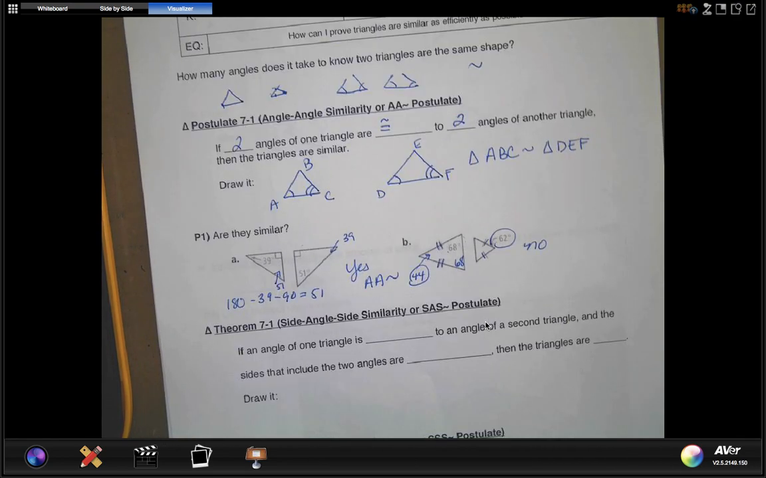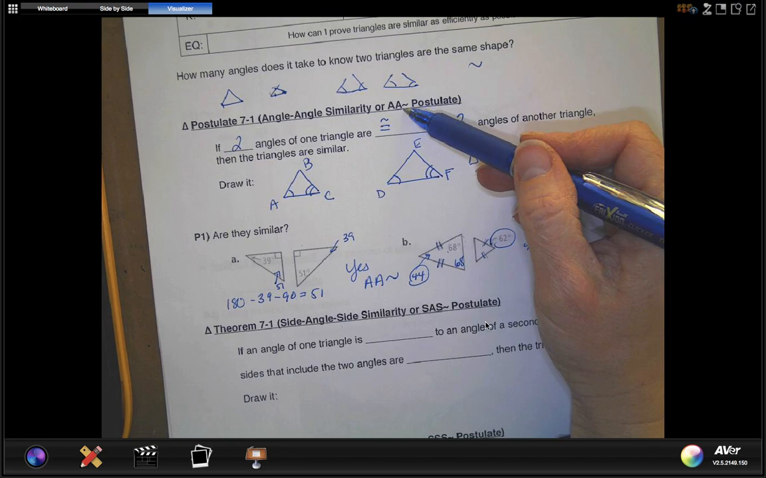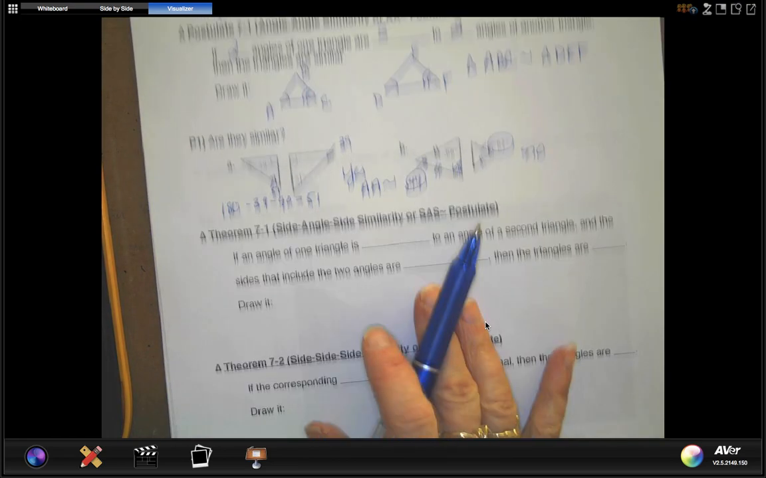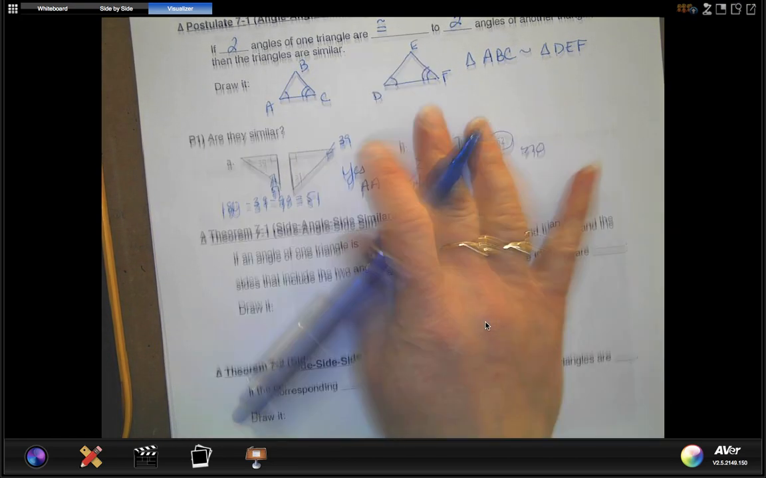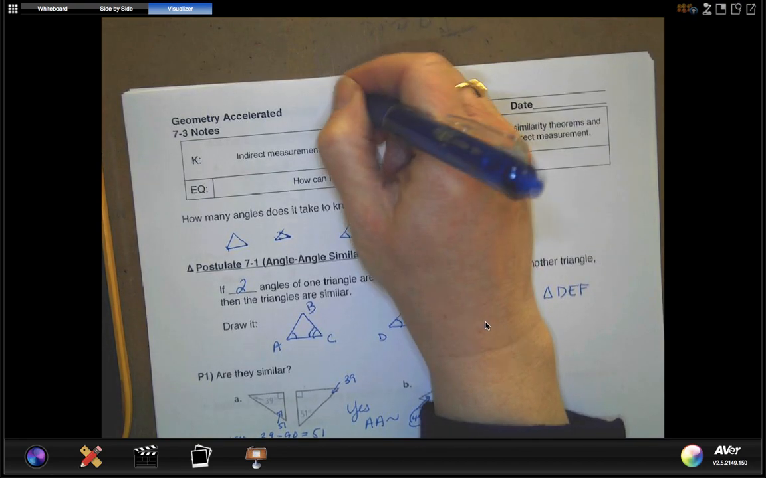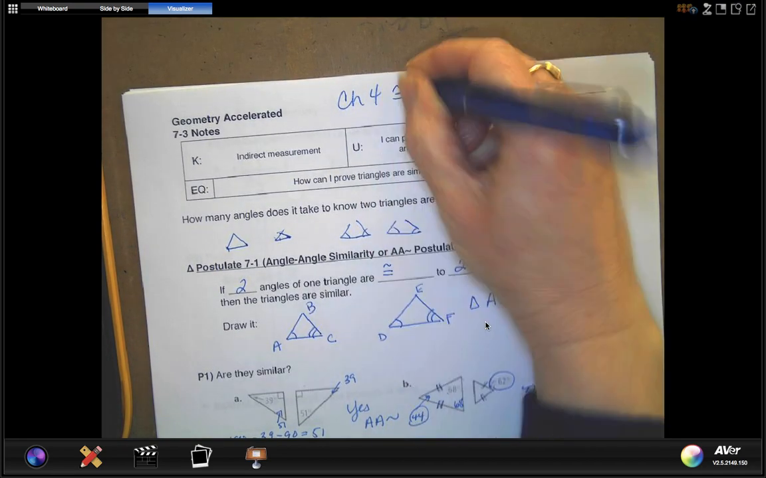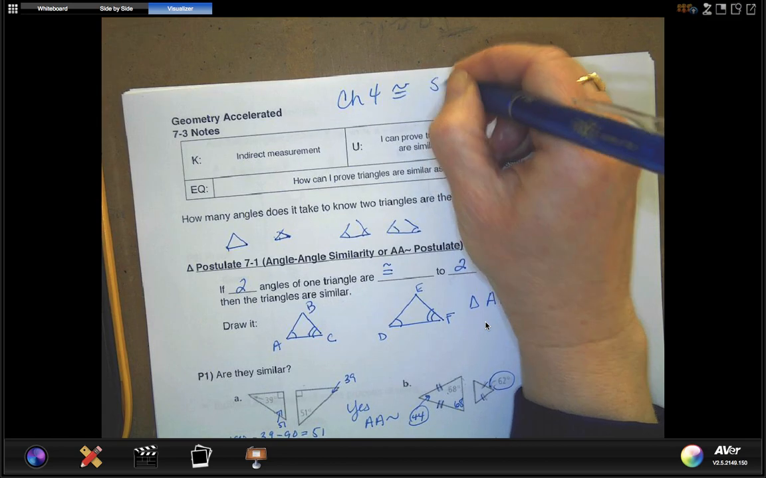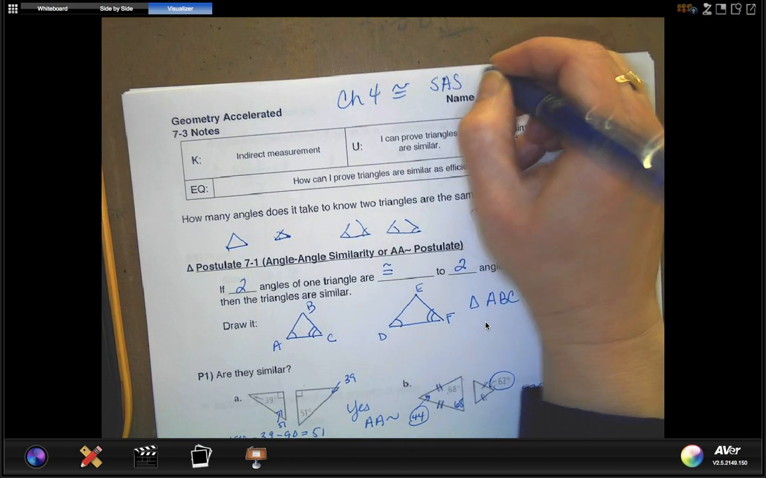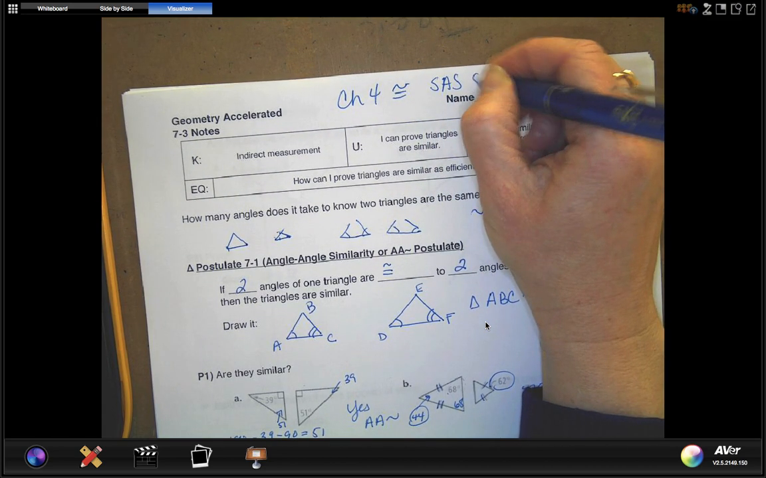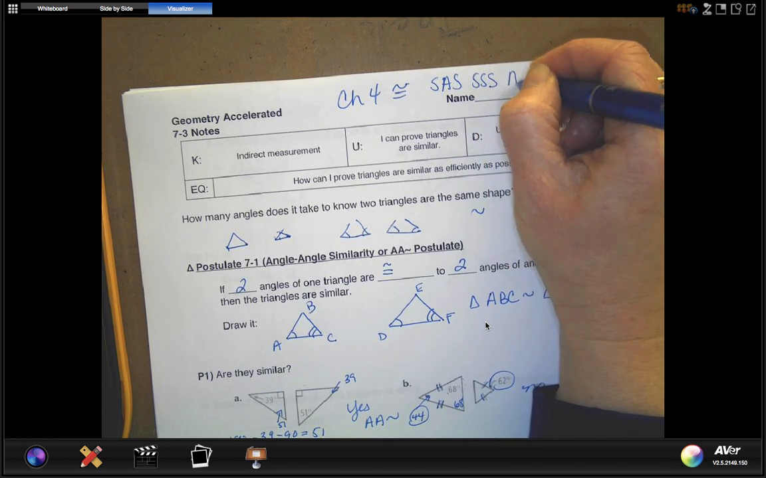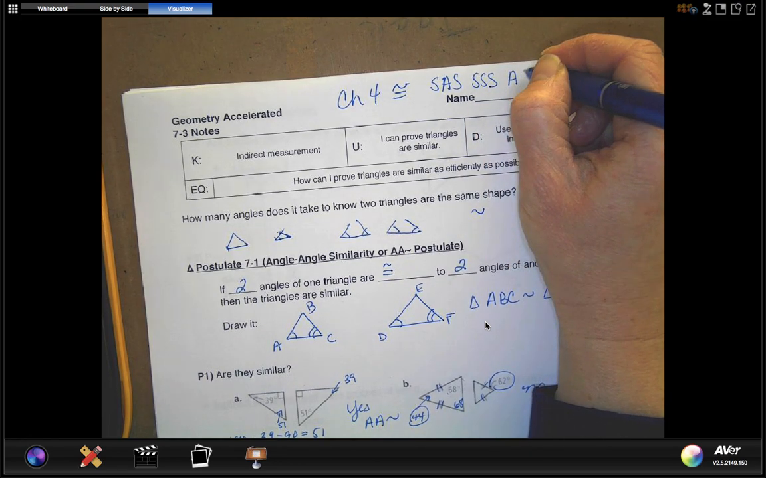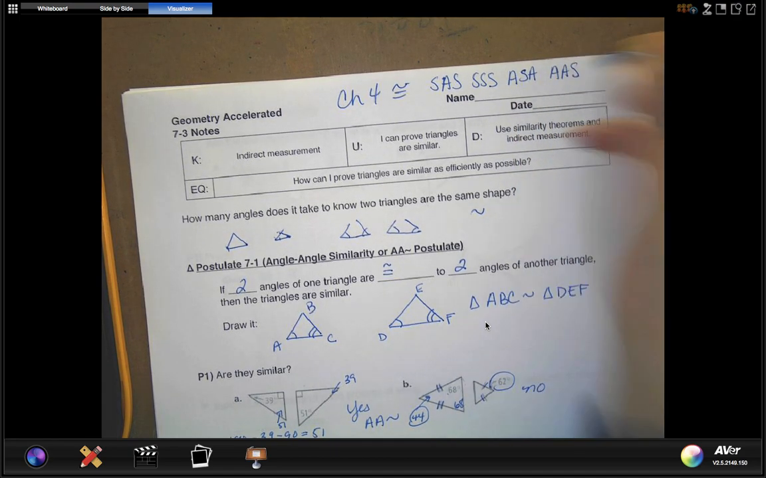So one of the ways that we can show two triangles are similar is by angle-angle similarity. Also just remember back in chapter 4, we talked about proving triangles congruent. So we had side, angle, side. We had side, side, side. We had angle, side, angle. And we had angle, angle, side. Okay, so this is like doing the same thing, but just for similar.